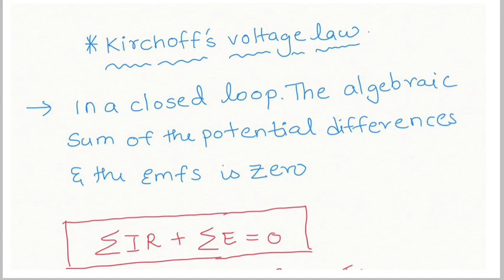Here, potential difference means what? There will be different components in your circuit, like capacitor, resistor, inductor. So the potential difference across that resistor, that inductor, that capacitor, all added together plus the EMF of the battery will be equal to 0. This also obeys conservation of energy. So it is simply written as summation of IR plus summation of EMF is equal to 0. This IR is actually the potential difference, that is V is equal to IR, Ohm's law.